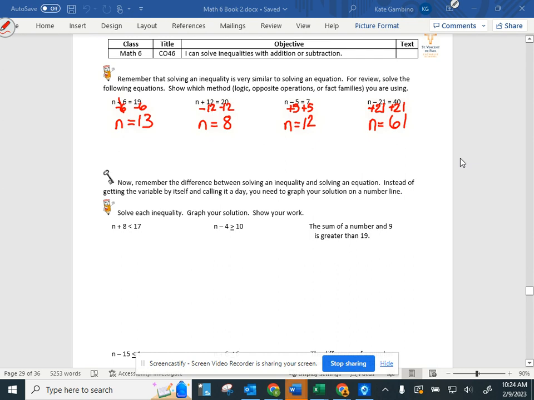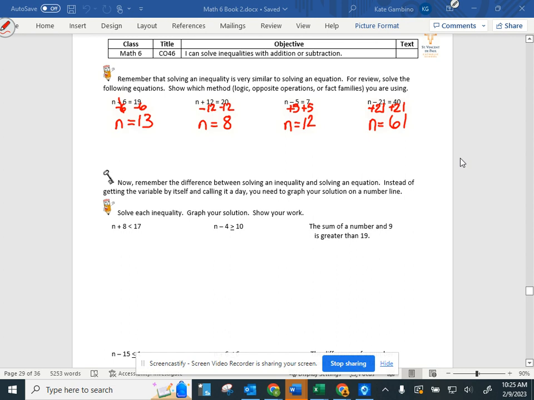This is our first step that we're doing. Now we're going to add in something else. Remember the difference between solving an inequality and solving an equation. Instead of getting the variable by itself and calling it a day, we need to graph the solution on a number line. Oh, we've already done that. So we're taking one objective and now we're adding in which way it's going to go on the number line.